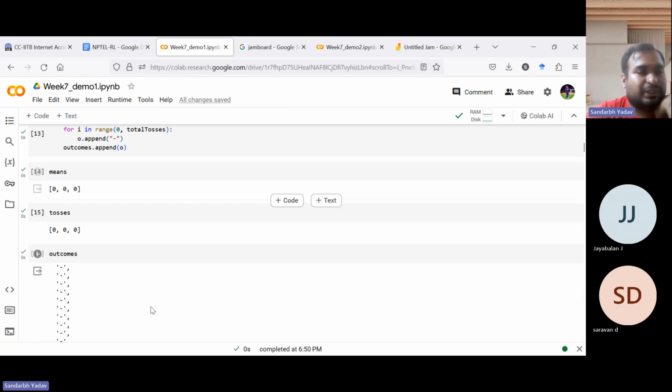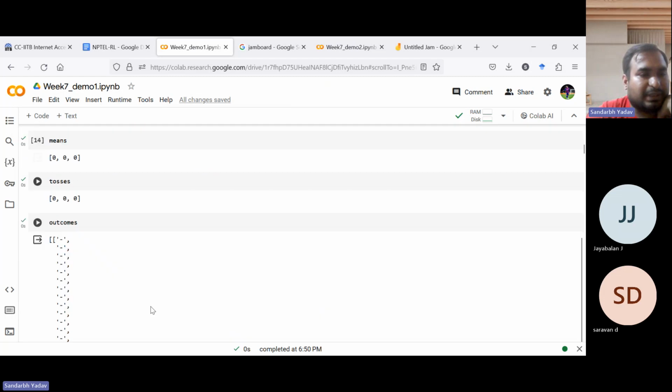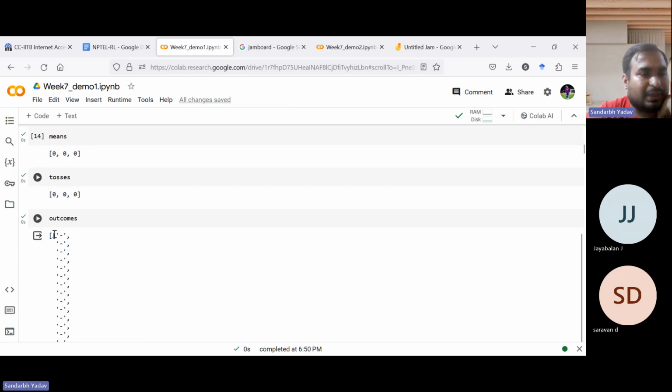So this is for each coin. You can think of it as a 2D array. The first index corresponds to which coin, and for each coin we will have 30 entries. Some will obviously remain as a hyphen, because at that point some other coin is getting tossed. But whenever it gets tossed, we will simply replace that with head or tail, and simply count the number of heads or number of tails.